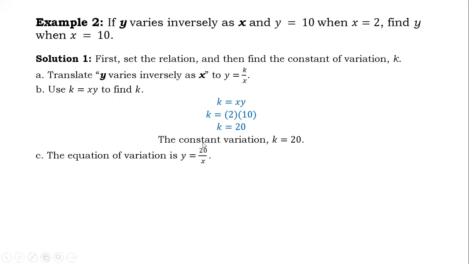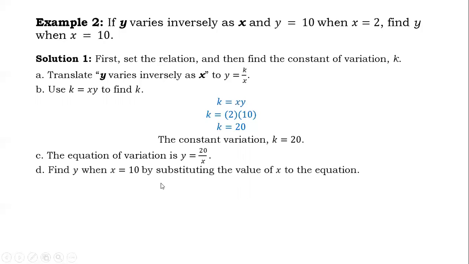So given this equation, we can now find the value of y when x is equal to 10. So given the value of x, which is 10, let's just simply substitute the values to the given equation. So we have here the equation y is equal to 20 over x. So we just simply substitute the value of x, which is 10. Then we have here 20 divided by 10 is equal to 2. So then our value of y is 2. So that's how you're going to find the values using inverse variation.